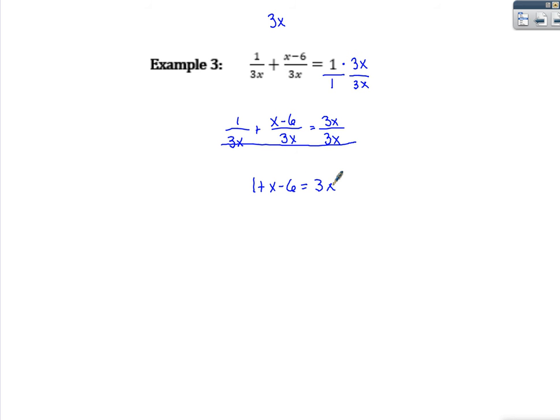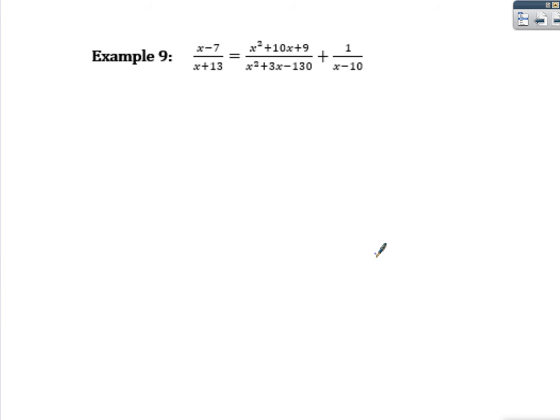Combine my like terms over here. 1 minus 6 is negative 5. And then I can move the x over. So negative 5 equals 2x. And we're going to leave that as a simplified fraction, and x is equal to negative 5/2.